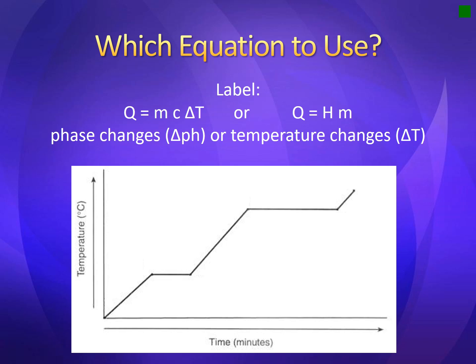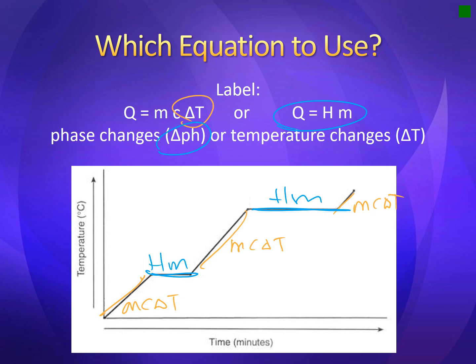So which equation would you use? Well, anytime you want to do a delta T or a temperature change, you would use your MC delta T formula. Anytime you are undergoing a flat line, you're going to be doing a phase change, which is your HM formula. The phases are going to be changing when you are flatlining, so this would be your delta H. And then the temperature changes would be up here, so this would be your delta T, anytime you notice that you have a temperature change.